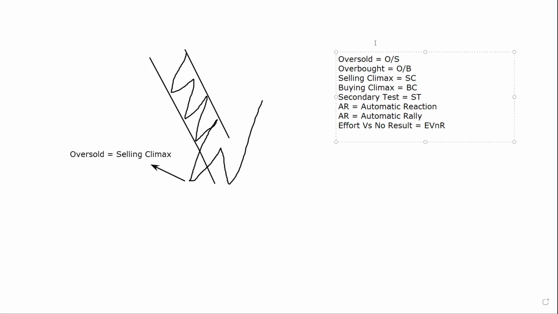So I will not mark my chart with these long terms. I will just use these abbreviations. Then we have no demand, which would be ND, and no supply, which would be NS. So you can just see what we have.